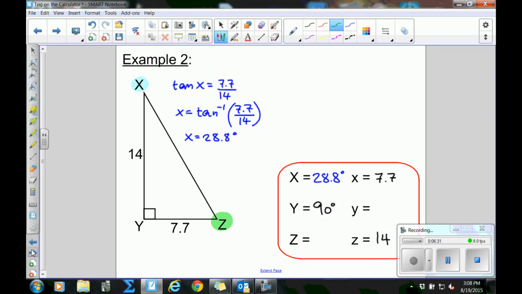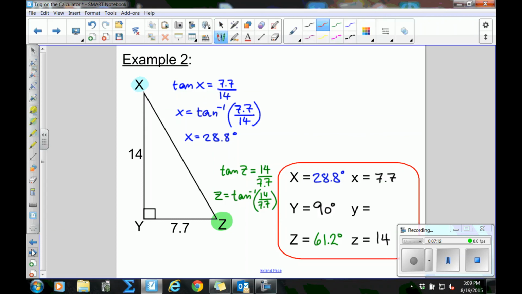For example, tangent again, but this time, tangent of Z would be opposite over adjacent. Use inverse tangent. Put that in your calculator, and you should get 61.2 degrees. Add the two angles that you found, X and Z, together to check your answer. They should equal 90. So that's a good tool to use for checking your answer.